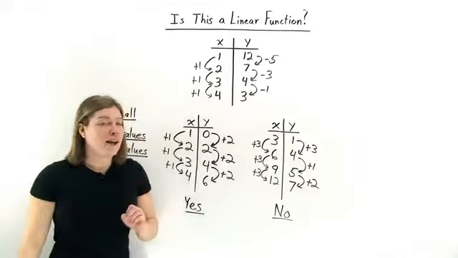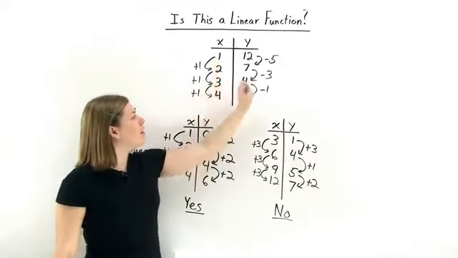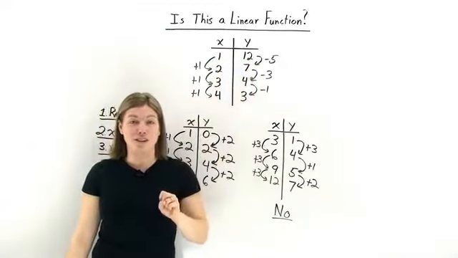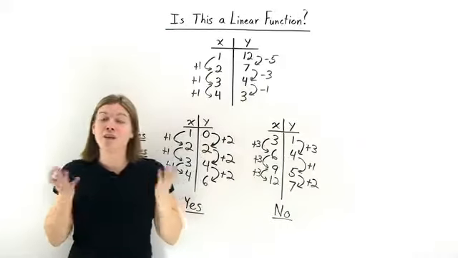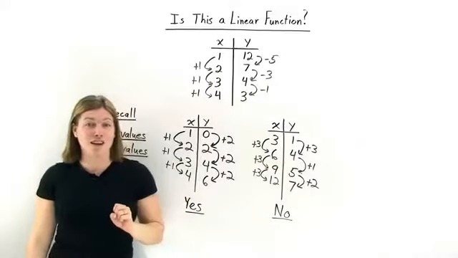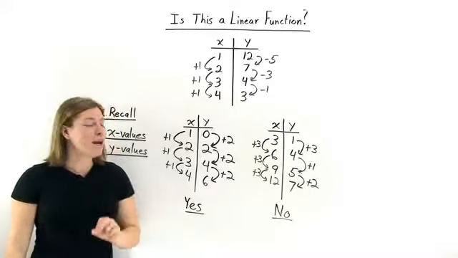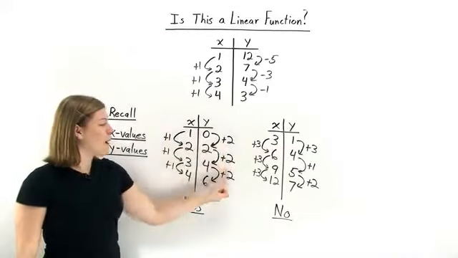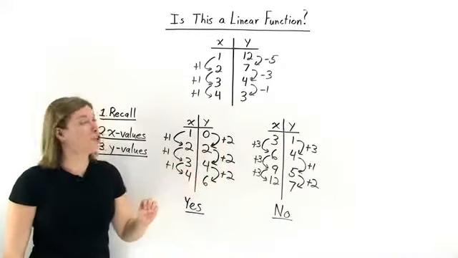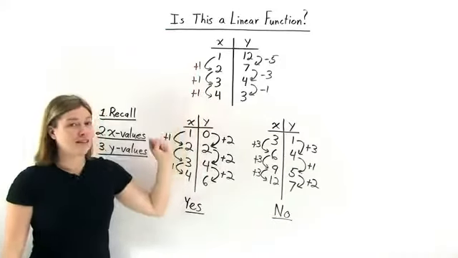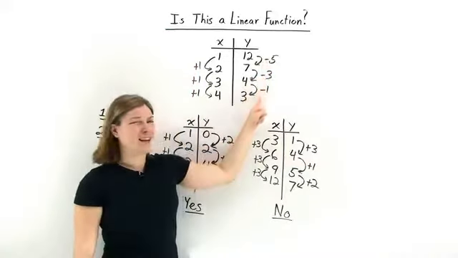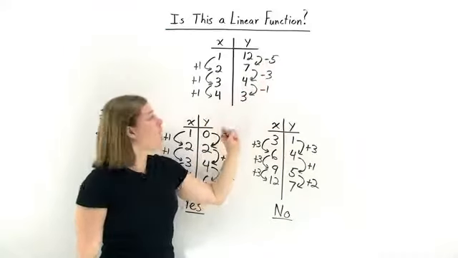Now take a look at that. As our x values are increasing, our y values are decreasing. Now that's okay. We could have a linear function with those characteristics. But we need to make sure that x and y each have a constant amount of change. We already know that x does. But y looks like it changes a different amount each time.